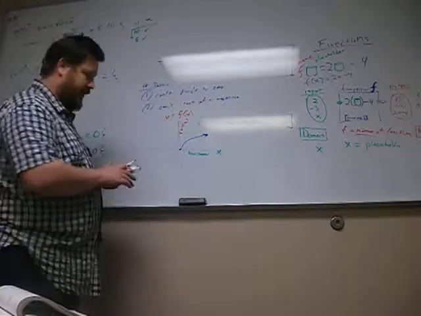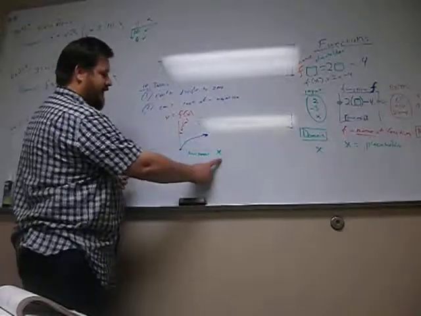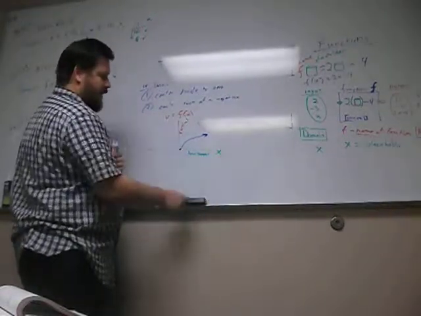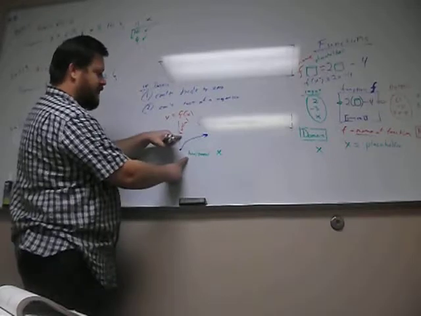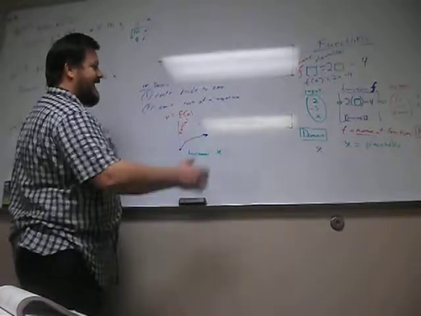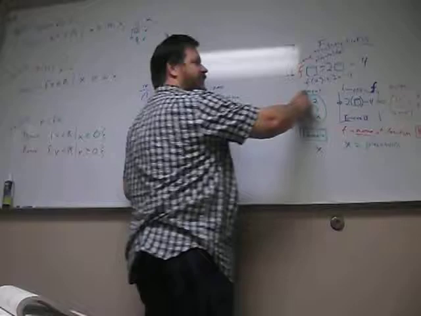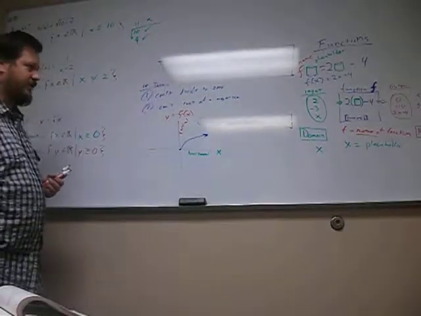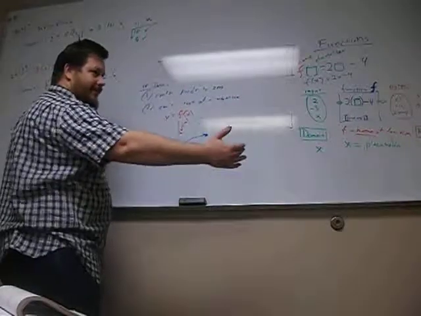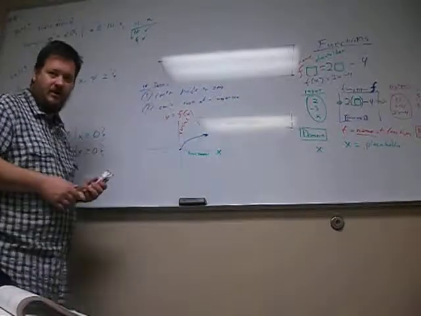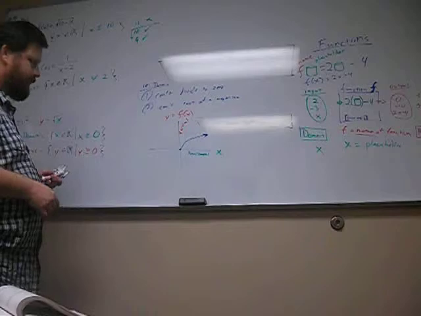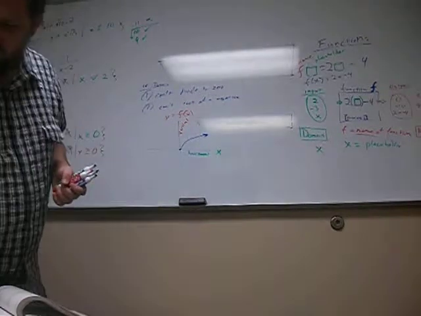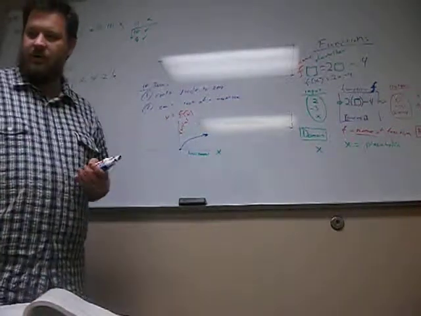A nice thing happens here. Alphabetically, X comes before Y. Alphabetically, horizontal comes before vertical. Alphabetically, input comes before output. It's just kind of nice how that all works together. Oh, and domain comes before range alphabetically. That's how I like to remember it. And so that is domain and range and how to find them.